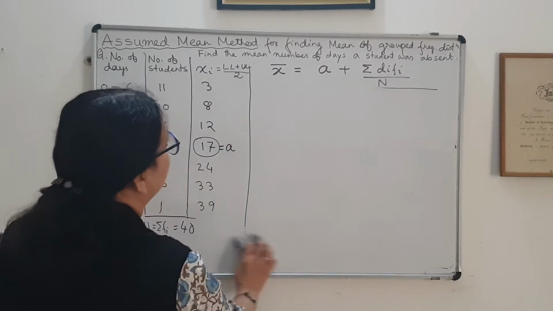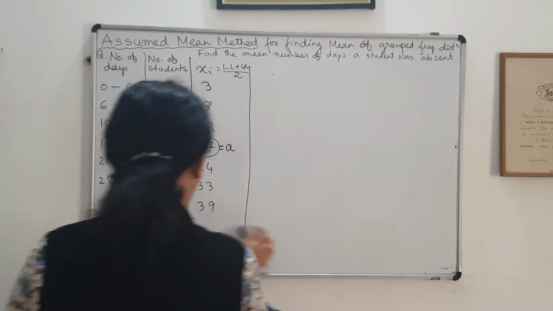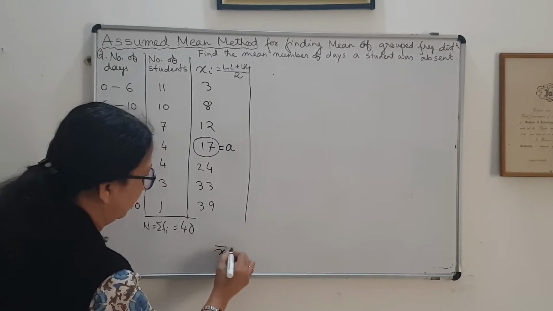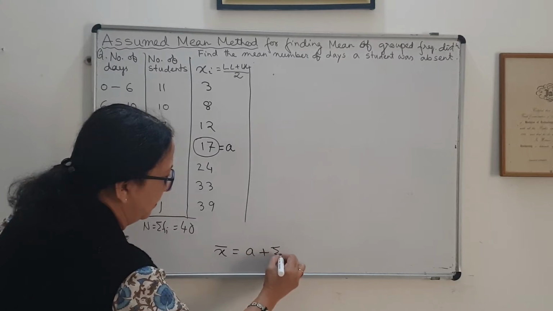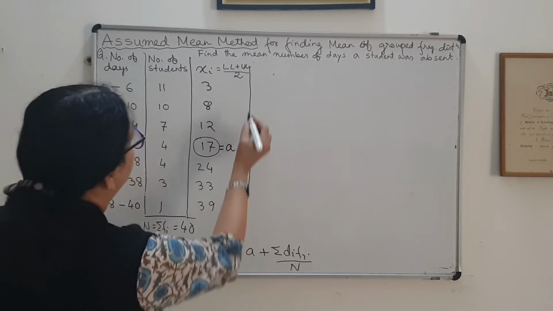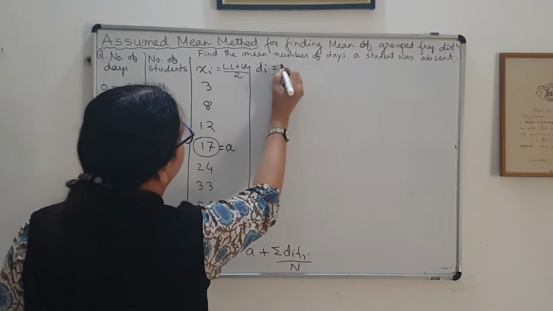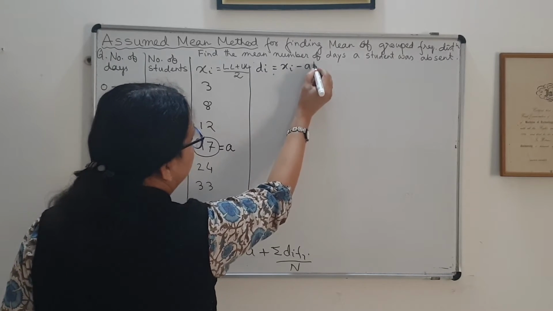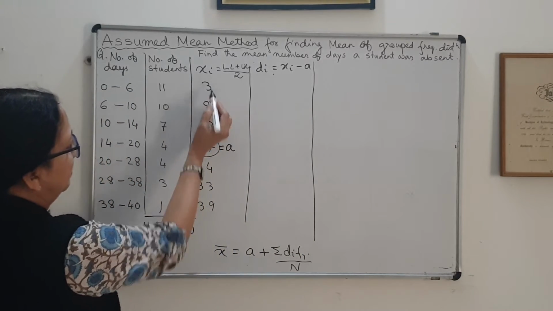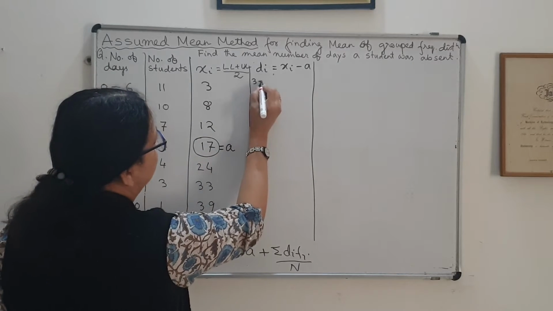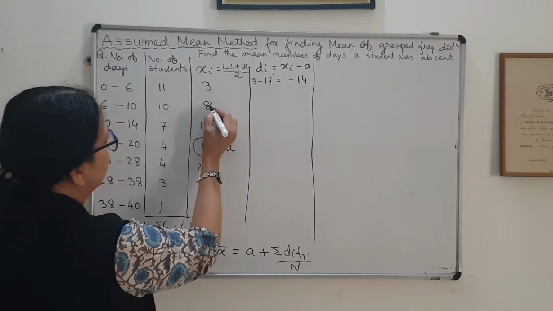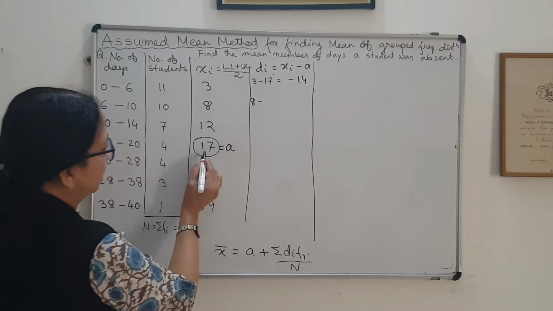Let me write down the formula below because I need space here. Okay, so the formula is this one. X bar is your assumed mean plus sigma di fi by n. So next I have to find the di. And what is di? Xi minus A. This will be my di. So 3 is xi, so 3 minus 17. So the first one is 3 minus 17, so it will be minus 14. Next, xi is your 8, 8 minus A, which is 17.